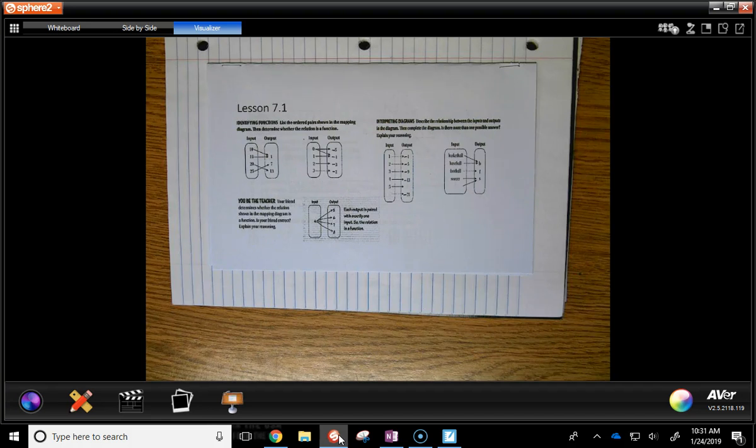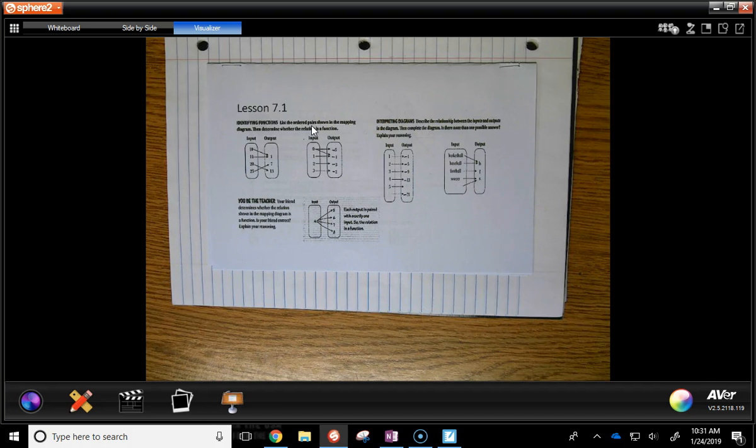Okay, once again, making sure you understand. Homework is due by tomorrow. It's a completion grade. 7.1, the first one: list the ordered pairs shown in the mapping diagrams. On this one, you have to tell me what the ordered pairs are, and then whether it is a function or not a function. They have a second picture. You have to list out the ordered pairs. Is it a function or not a function?